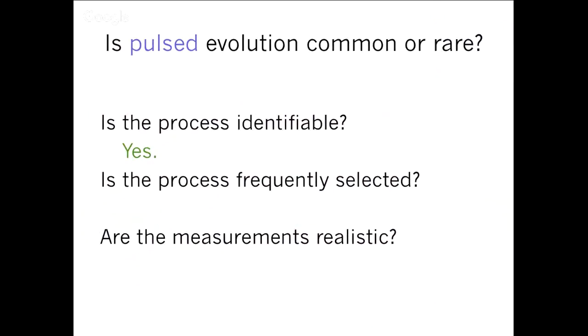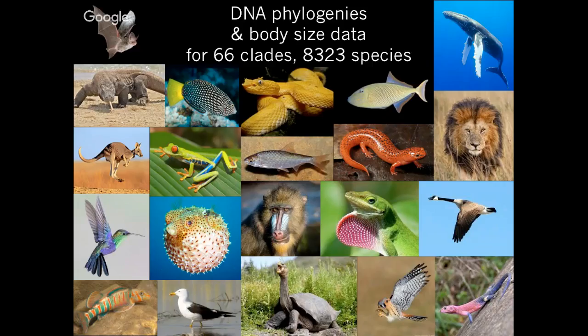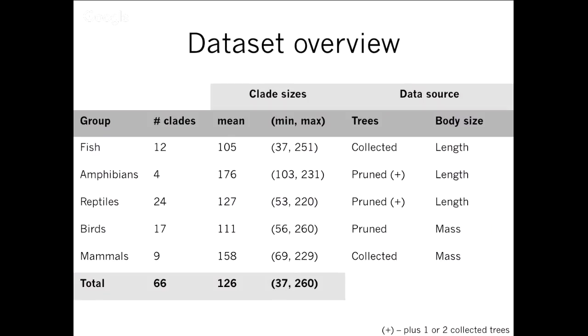Secondly, we are interested in whether or not the process is frequently selected in nature. For that, we compiled a data set of 66 clades across 8,000 species using a variety of phylogenies and body size measurements. The phylogenies are primarily molecular phylogenies calibrated using various means. Just to give you a very quick idea of what the data set looks like, we had 5 major groups: fish, amphibians, reptiles, birds, and mammals, with over 100 species per clade on average.